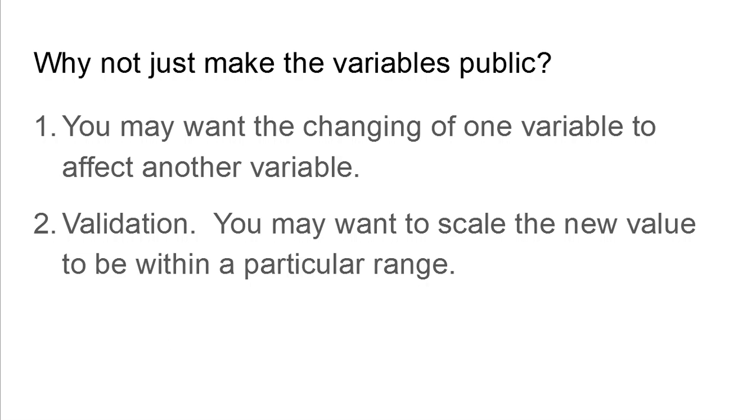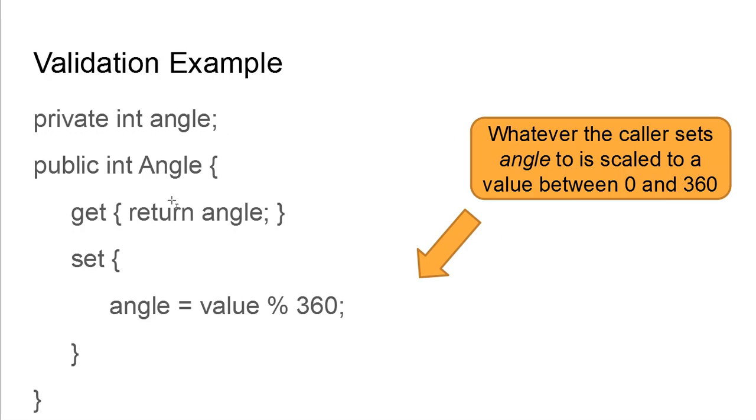So, for example, imagine that we had an angle, right? And an angle can be between 0 and 360 or something. So maybe they try to set it to 361. Well, what we want to do is divide it by 360 and take the remainder. And that way the angle will always fall between 0 and 360. And you actually see this in Game Maker. If you try to set something to 400, it gets scaled down to 40 degrees, right? So having a setter that has validation logic on it will help you keep your object's internal state consistent.